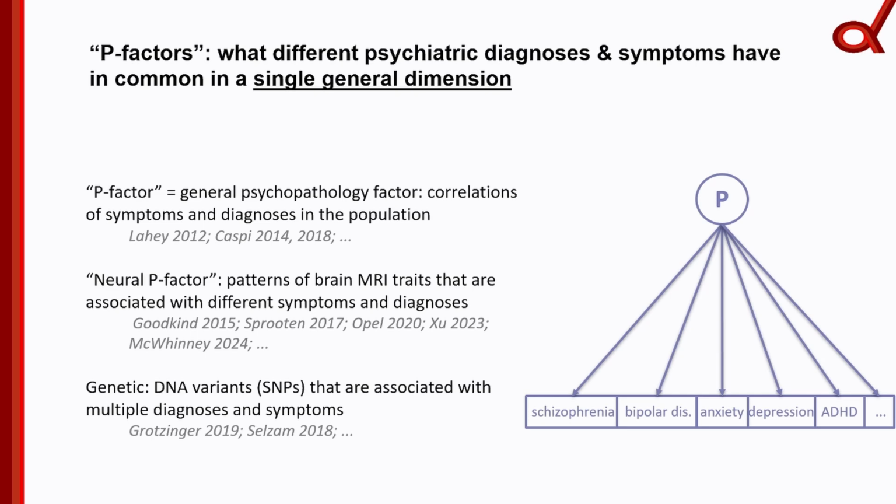Now, at the brain level, something similar has been derived as well, referred to as a neural P factor, which captures patterns of MRI associations that are shared across different mental health symptoms and diagnoses. And similarly, at the genomic level, what has been coined the genomic P factor has been derived, that captures DNA variation or SNPs that are associated with transdiagnostic psychopathology measures and different diagnoses at the same time.